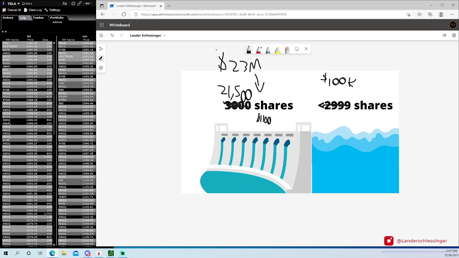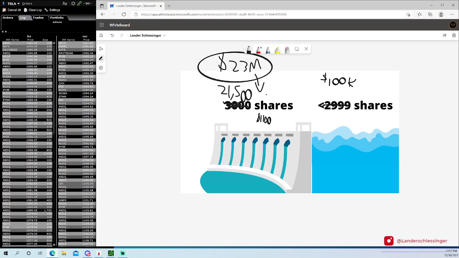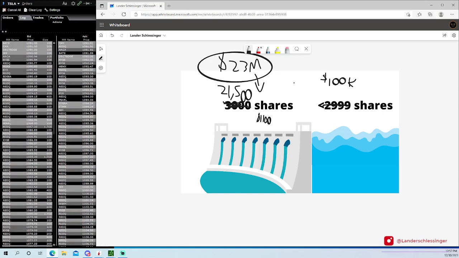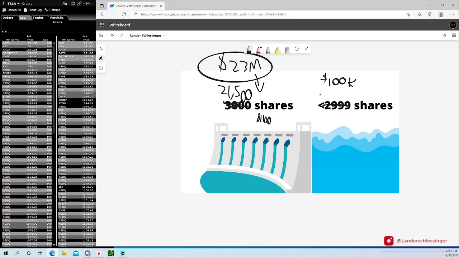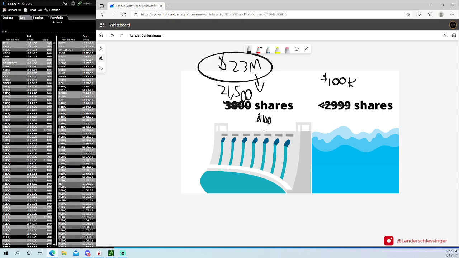If we can get enough buyers to take over this $23 million and break past this wall, where do you think we're going? Do you think we're going to go to 1101? You think we're going to stay the same? No, this is where we get the breaks. We wait for the close above.